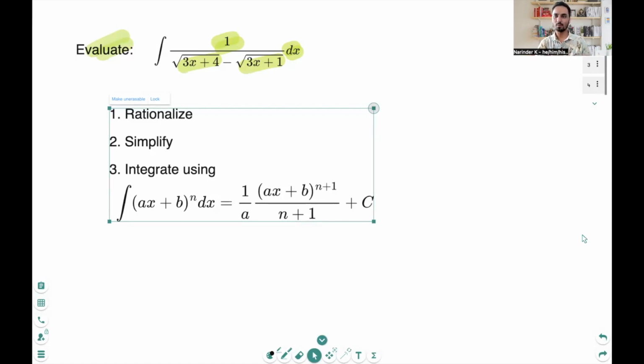And lastly, we will apply the integral formula for (ax + b) raised to the power n dx, which is 1 over a times (ax + b) raised to the power n + 1 divided by n + 1, plus c. Okay, let's get started.